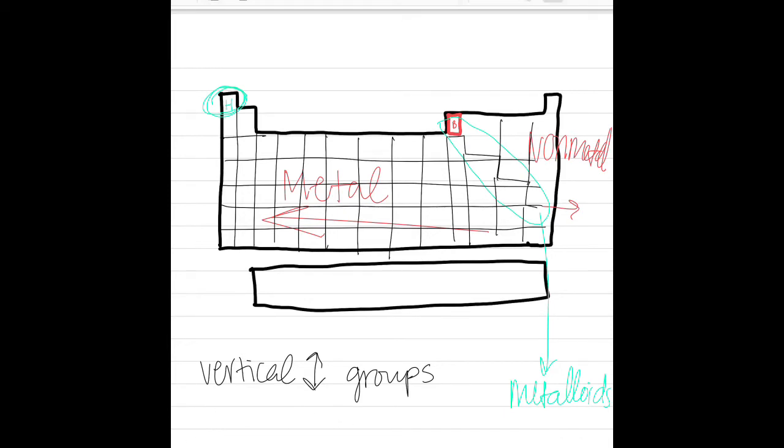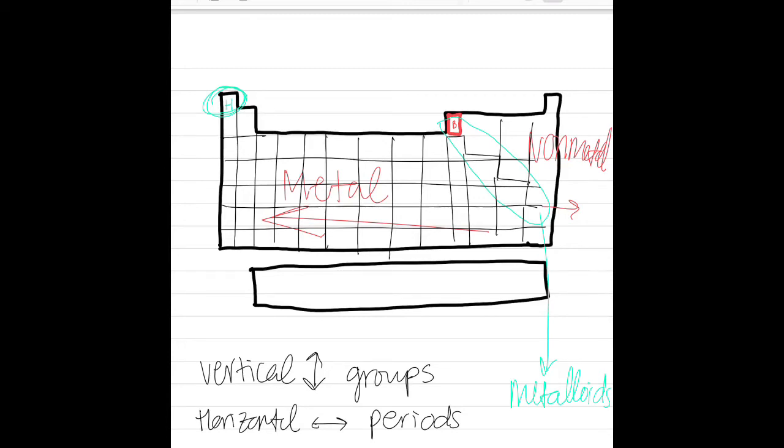If we're talking about horizontal, that's left to right, and those are called periods. All right, so that's actually a test question on your test this week. Our horizontal rows in the periodic table are called periods. Vertical columns on the periodic table are called groups. So you will need to know that. It will be multiple choice.